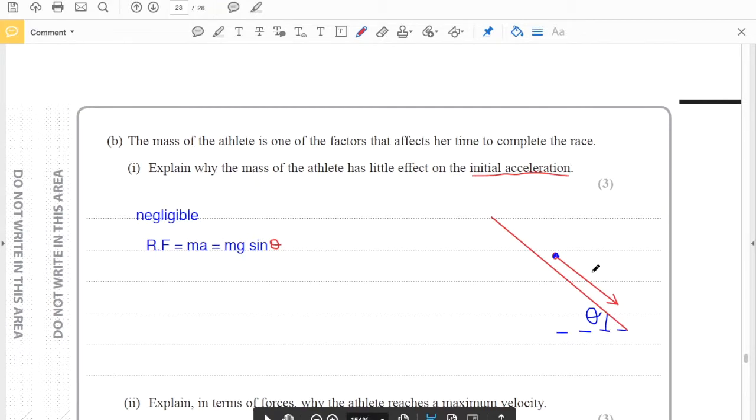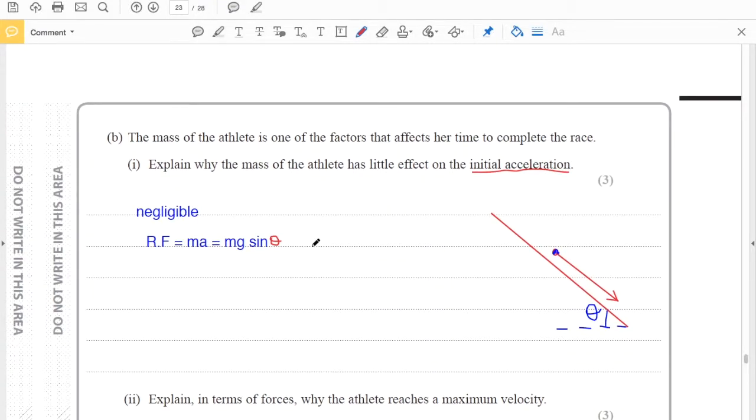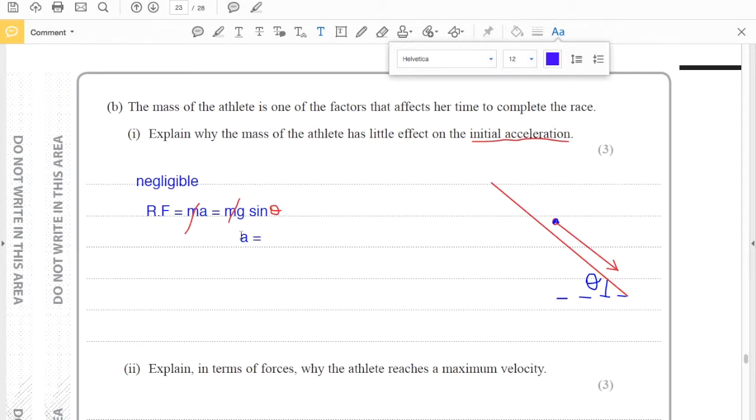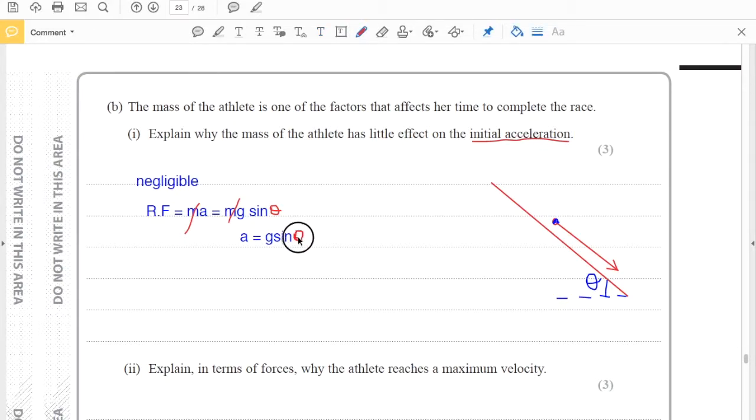So the resultant force is just mass into acceleration, which will only be equal to a component of weight, which is mg sine theta. So in this case, we can cancel out m and m. So you will have a is equal to g sine theta. So you've proved here the mass does not have any effect on acceleration. It just depends upon acceleration due to gravity and the angle at which it is inclined.